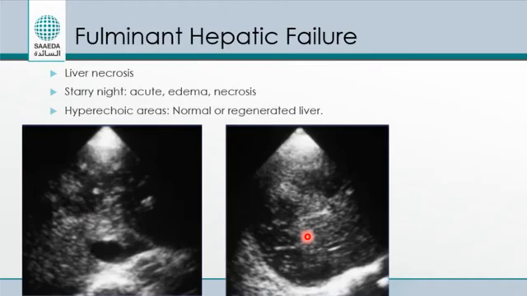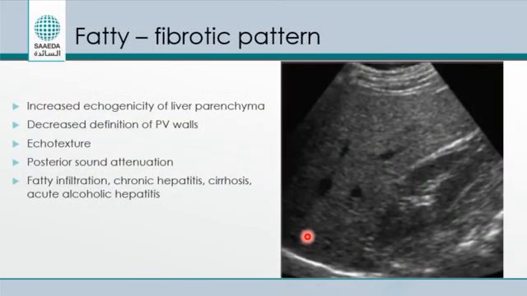Now, the fatty fibrotic pattern: there is an increase in the echogenicity of the liver parenchyma. It's exactly the opposite of the starry night. You see no portal veins here. There are no veins with a perceptible wall. There are just veins with an imperceptible wall. And again, the abnormality is not in the portal vein itself. It's in the liver parenchyma. They are more echogenic.